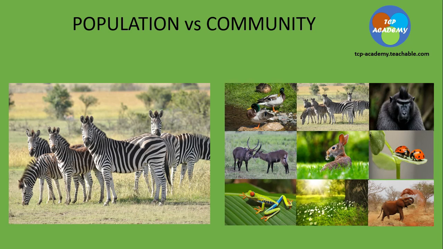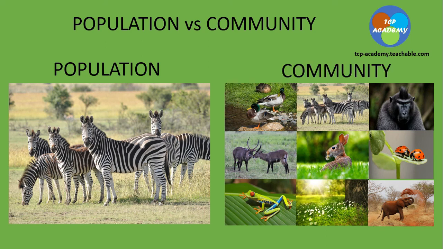Here's our example. Which is population? Which is community? Which picture depicts population? Which depicts community? So that was very, very easy for you. Since you've seen it before, population: many zebras living together. But if we were supposed to look at community, it speaks to all the many different types of organisms living pretty much in the same habitat.